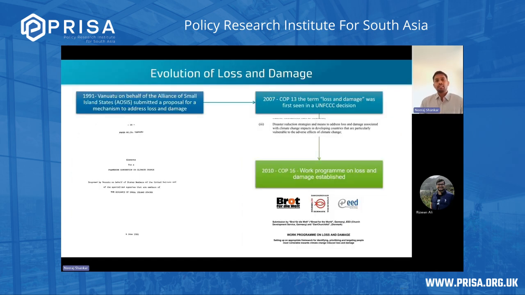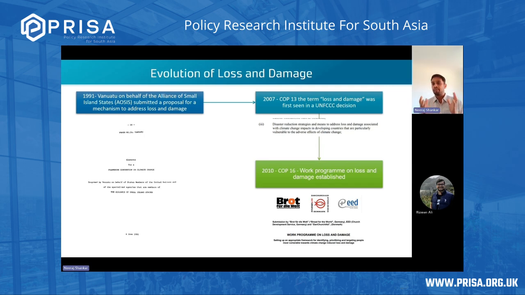So, how has the whole loss and damage concept evolved? This all started in the early 1990s. So, the initial awareness, from 1970 to the 1990s, of irreversible climate change impacts began emerging through this era.